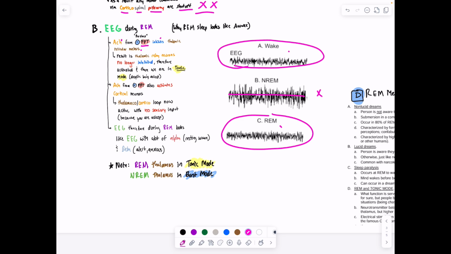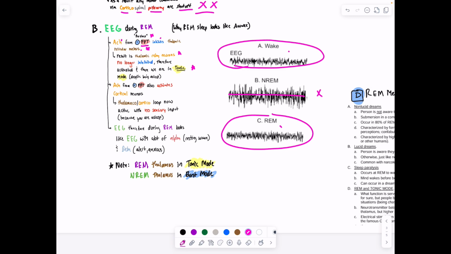And so if PPT inhibits the reticular nucleus, then the thalamic relay nuclei are no longer inhibited. They're therefore activated, and if they're activated, we are now in tonic mode, okay? Tonic mode is awake mode, and we're in awake mode despite still being asleep, because you may recall PPT during REM is going to act on the locus coeruleus and the dorsal raphe, which are pro-awake.